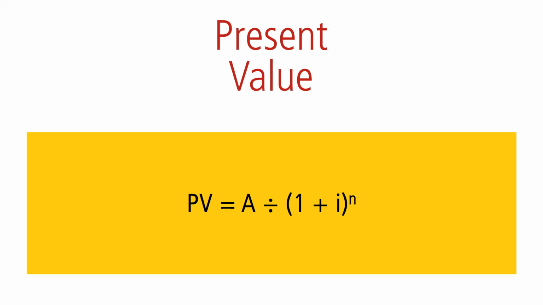The present value formula states PV equals A divided by (1 plus I) to the nth degree, where PV equals present value, A is your compound amount, I is the interest rate per period expressed as a decimal, and N equals the corresponding periods. That's years times the periods per year.